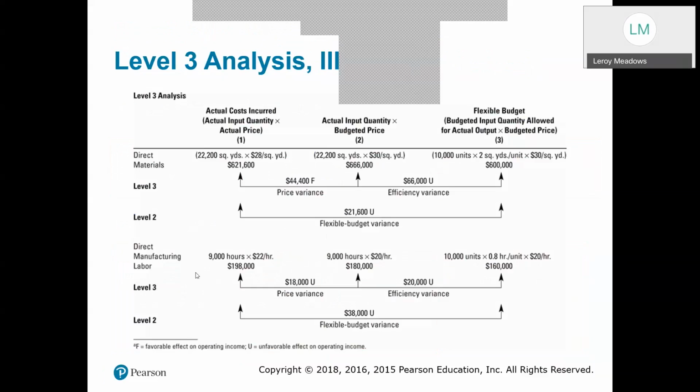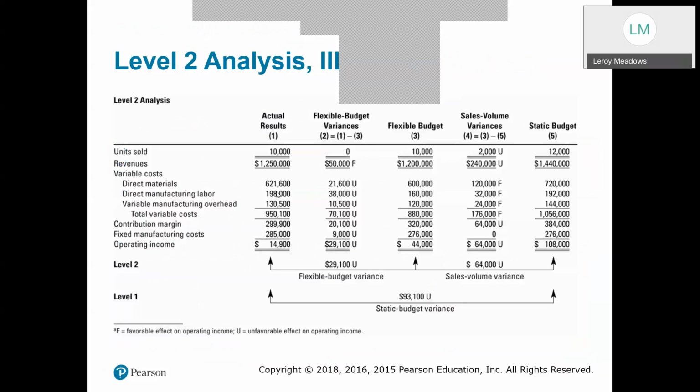Let's take a look at direct manufacturing labor. Our actual costs incurred, we're going to look at this left column here first. Actual costs incurred, which is our actual input quantity, the number of hours we used of direct labor, times my actual cost per hour of direct labor, will give me my direct labor cost of $198,000 that I actually incurred. And that agrees with what we saw over here.